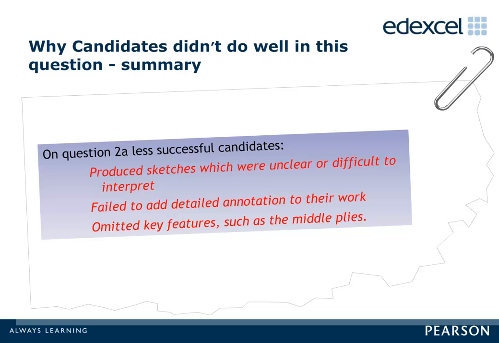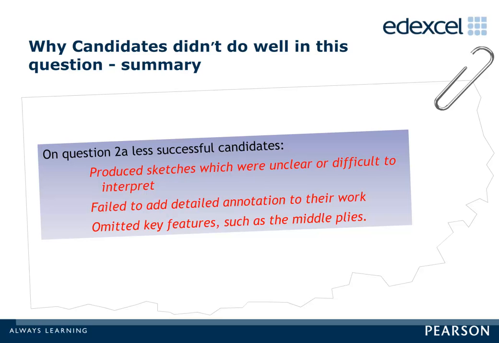Where candidates were less successful, other than through a lack of knowledge of the material in question, this was often as a result of one of the following. Firstly, candidates produced sketches which were unclear or difficult to interpret. Often, these were either very small or drawn with thick pens which made them hard to interpret. Some candidates also used light pencil sketches, which were also difficult to interpret.